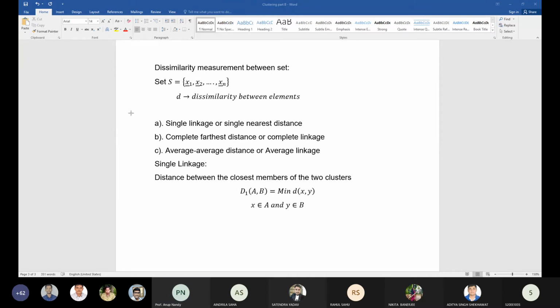Suppose, okay, so this is one cluster, and now this distance, you can just identify this point.